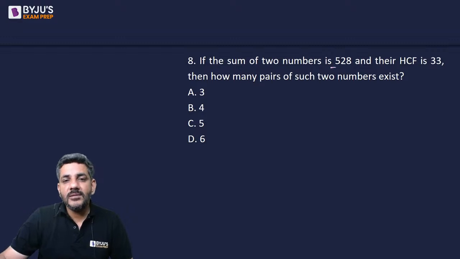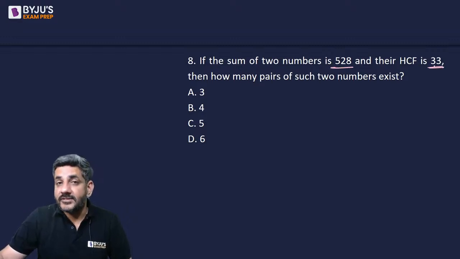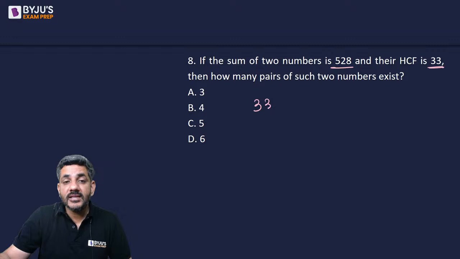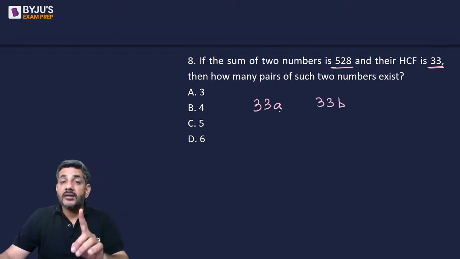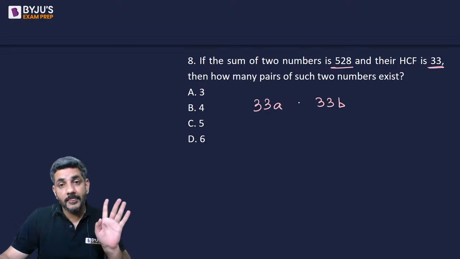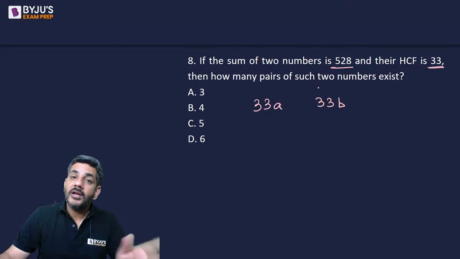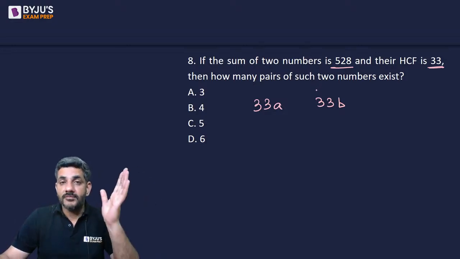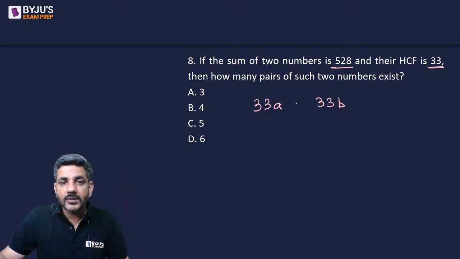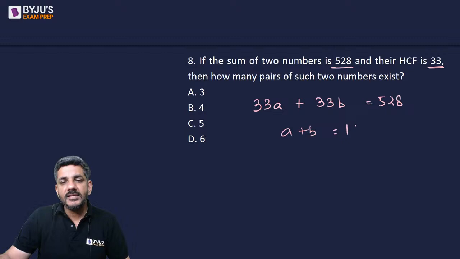He says sum of two numbers is 528 and HCF is 33. The moment you say HCF is 33, let us assume the numbers are 33A and 33B. और ध्यान रखिएगा A और B में कुछ कॉमन नहीं है. जब भी दो नंबर्स का HCF कुछ लेते हैं आप, तो उसके बाद कुछ और कॉमन नहीं हो सकता, बिकॉज HCF इज हाईएस्ट कॉमन फैक्टर. तो 33 तो ऑलरेडी कॉमन आ चुका. Now 33A plus 33B is given as 528, which means A plus B is given as 16.